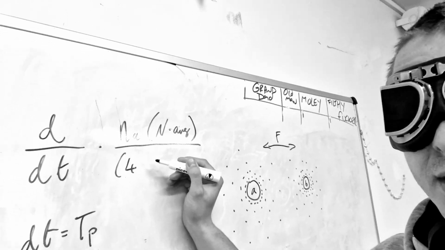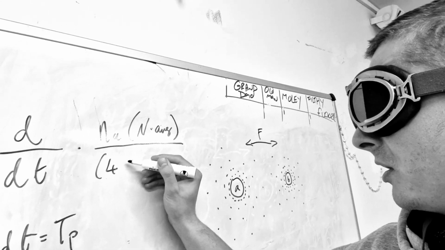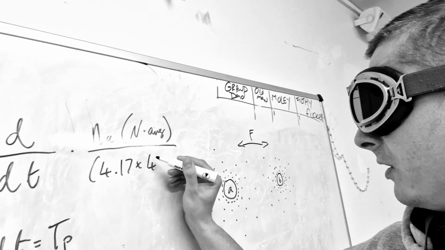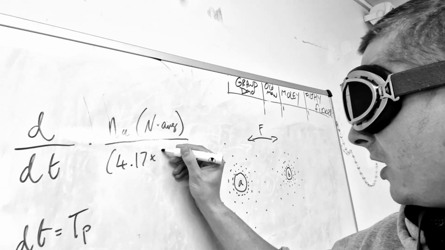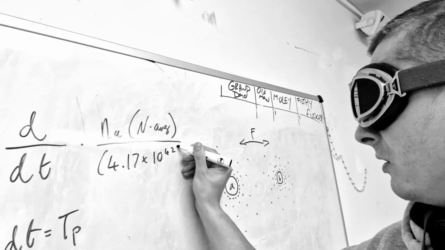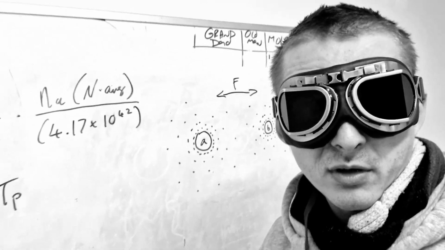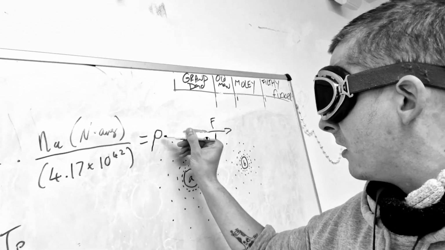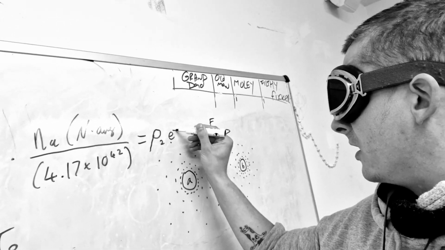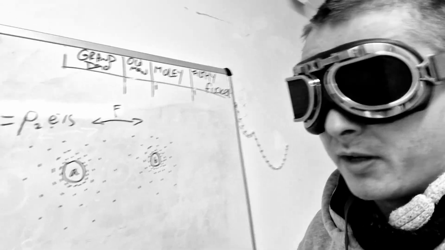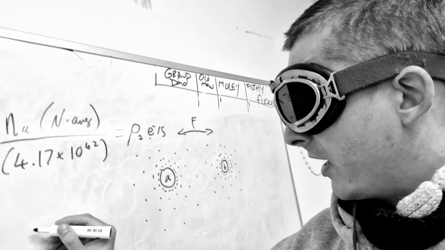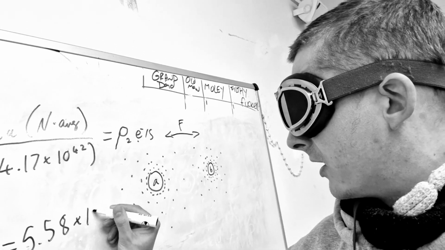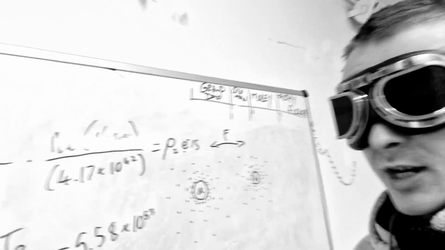We have the number of atoms, Na, over n dot average, which is the average atomic number, over this ratio, 4.17 times 10 to the 42, which is the ratio between the force of gravitational attraction and electrical repulsion. So then we get some number here for what I call the secondary electron density, and that's in electrons per second. So for the Earth, the amount of electrons you'd get per second would be something like 5.58 times 10 to the 53 electrons per second.